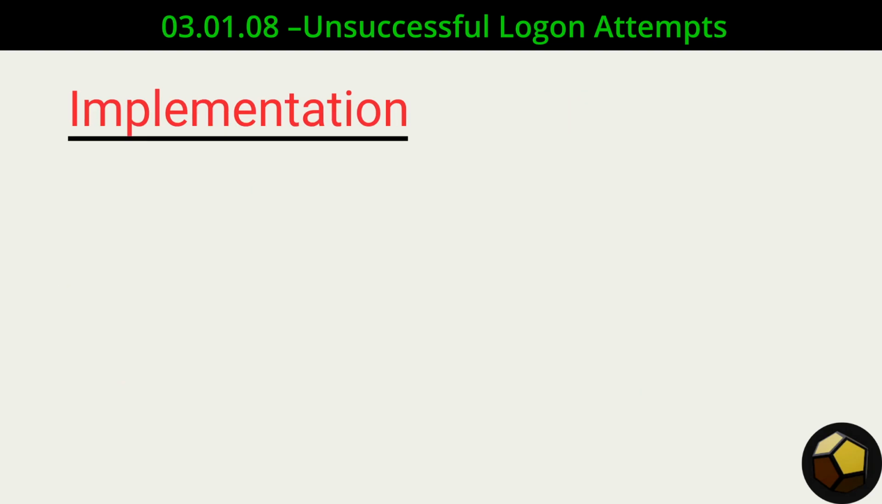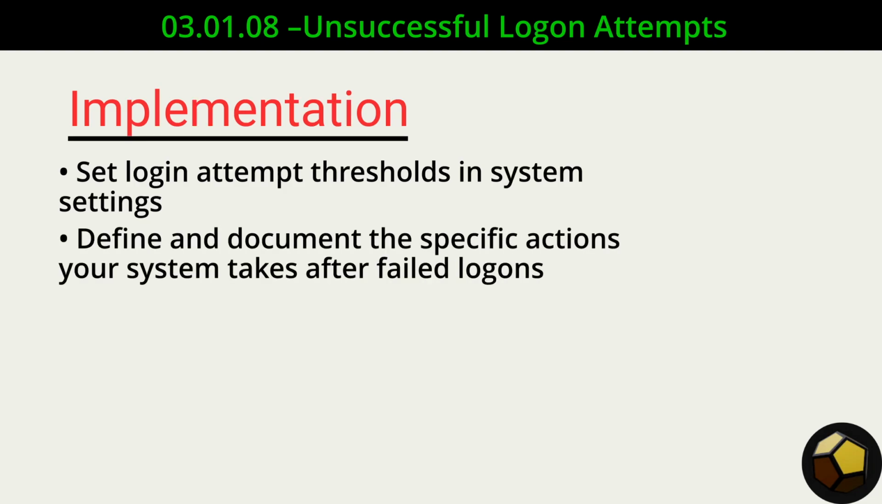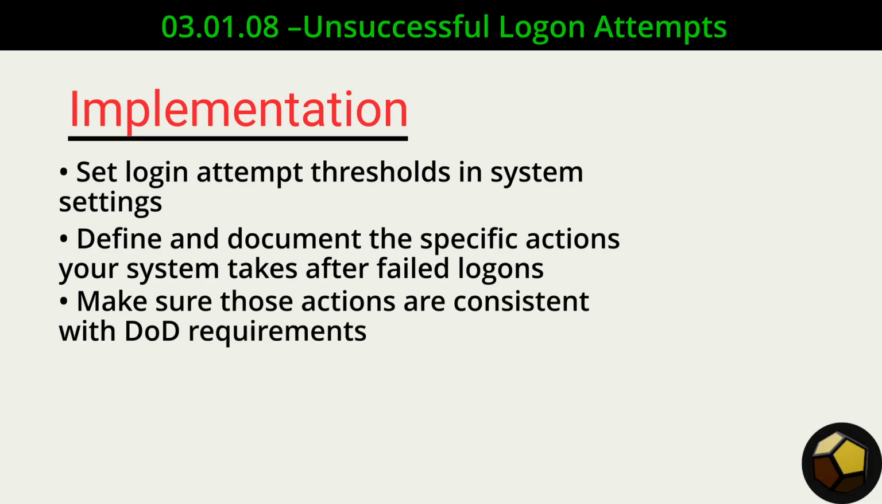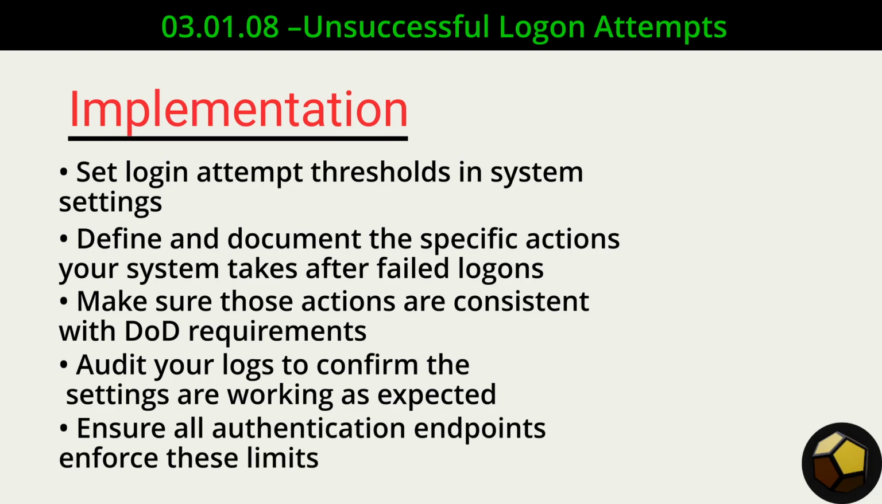To implement this effectively, set login attempt thresholds in system settings. Define and document the specific actions your system takes after failed logons. Make sure those actions are consistent with DoD requirements. Audit your logs to confirm the settings are working as expected. Ensure all authentication endpoints, not just primary ones, enforce these limits. And keep everything documented in your system security plan.